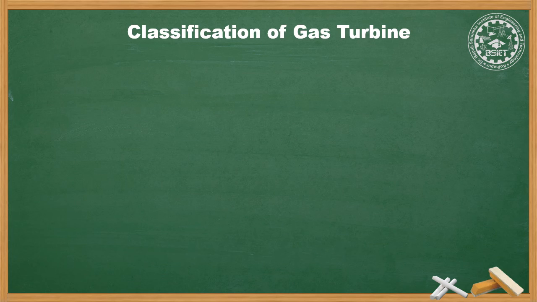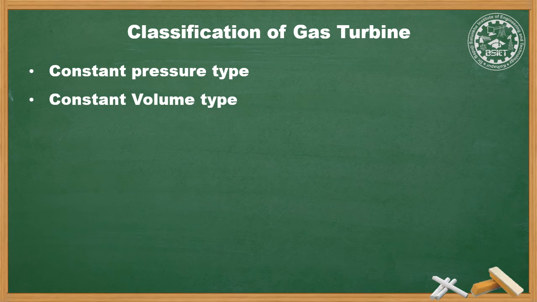The next point is classification of gas turbine. The gas turbine can be classified in a number of ways. The first is constant pressure type or continuous combustion type, in which the pressure is constant throughout the system. It is also called continuous combustion. Second, constant volume type. The constant volume type is the one in which the volume of the air fuel mixture burned is constant throughout the process. It is also called the explosion type.